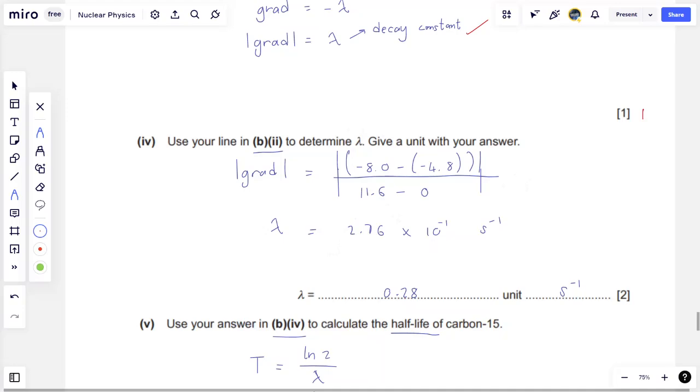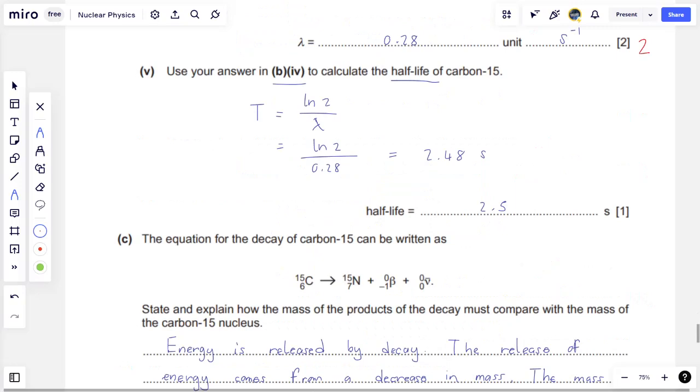Well, I have to calculate gradient. I can use any points. I need to use them correctly. Using a correct set of points scores you a mark, and then an accuracy after substitution in your final answer gets you the other, and that gives you 2 marks. Part 5, Roman numeral 5, says use your answer in 4 specifically to calculate the half-life of carbon-15. And well, it's simply 1 mark. So I need to know the equation. I need to take it all the way through to an accurate final answer. There's no room for error here at all to score that 1 mark.